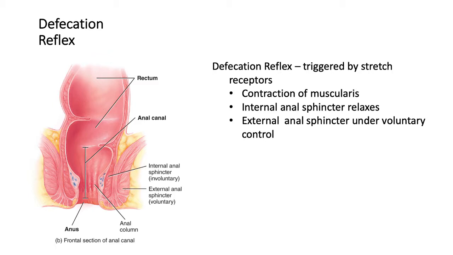We can control the timing of elimination because the external anal sphincters are made of skeletal muscle, which is under our voluntary control.